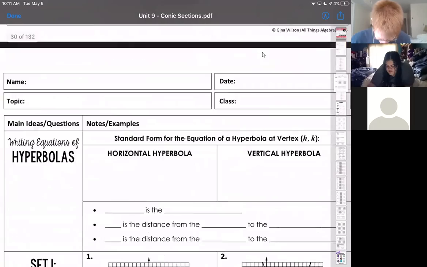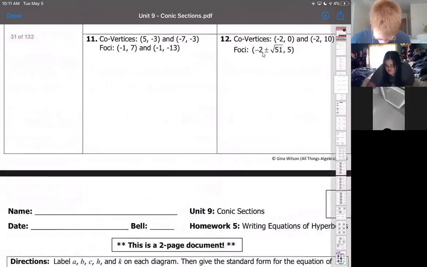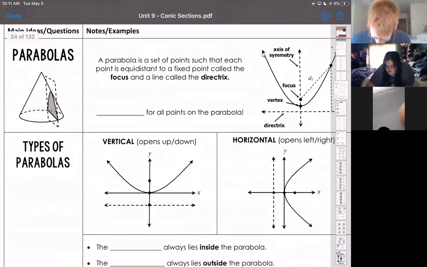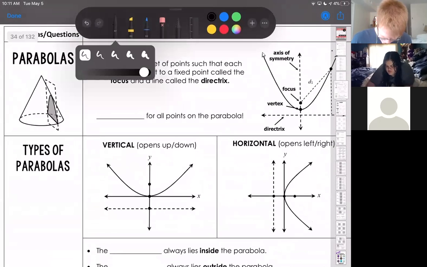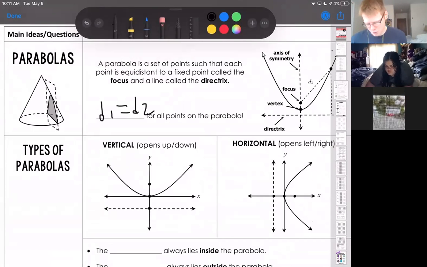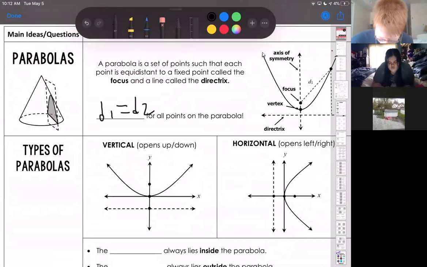Parabolas, okay. Alrighty, my bad. But remember that the first distance is always going to equal that second distance in this diagram. And that's just the definition of a parabola in terms of a conic section. But to be honest with you, for what we're doing, it's probably not going to be that important.